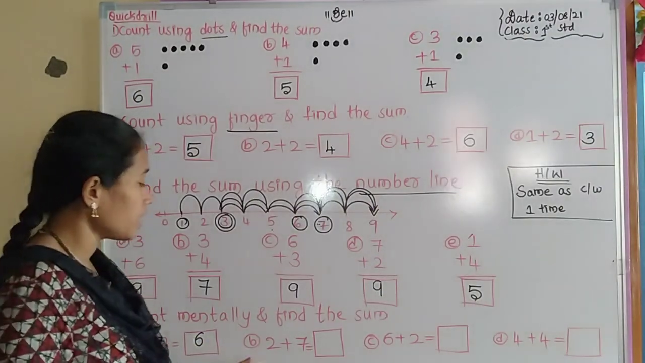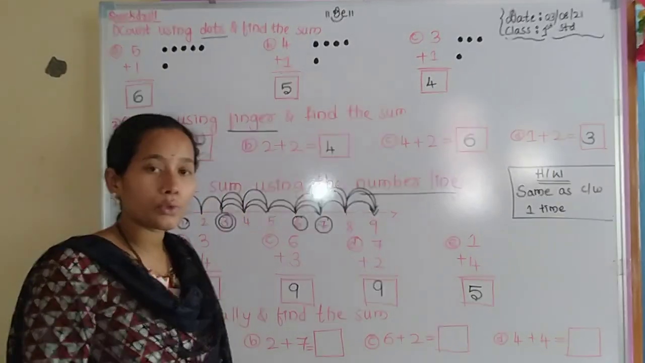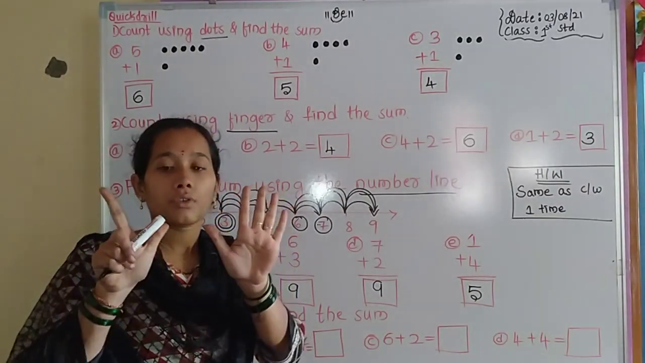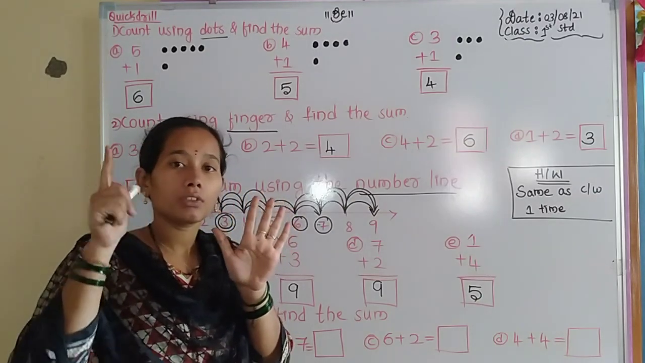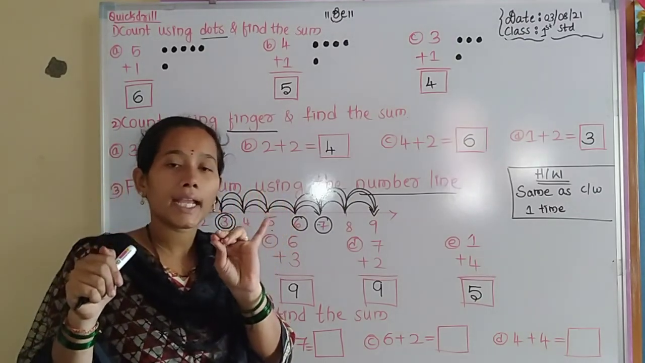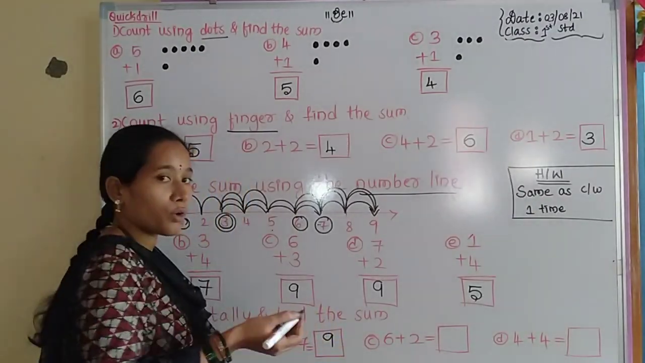The next one, B. 2 plus 7. 2 is in your mind. Okay. And the second addend is 7. So show 7 fingers. Okay. 2 is in your mind. After 2, 3, 4, 5, 6, 7, 8, 9. So the answer is 9. In addition, do we have to count forward or backward?